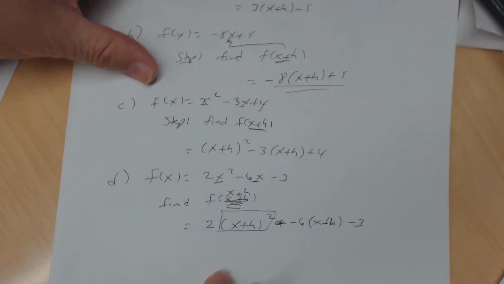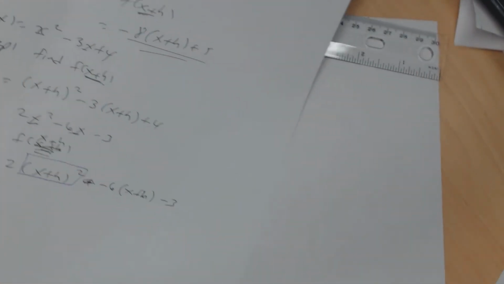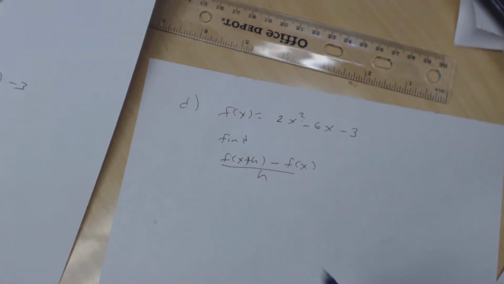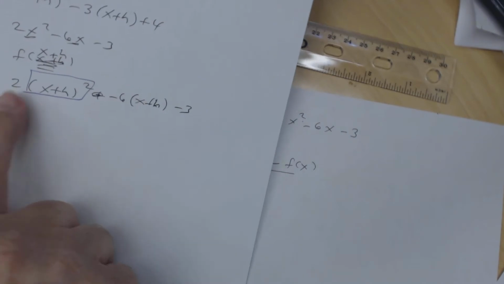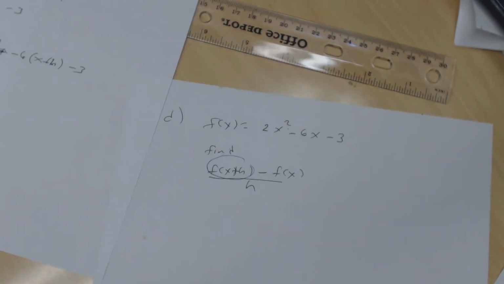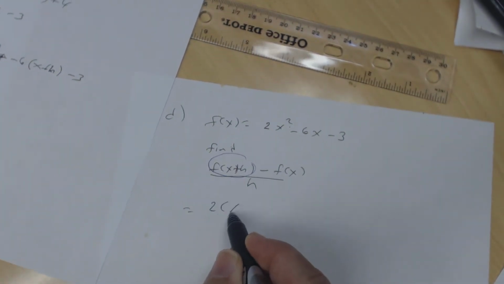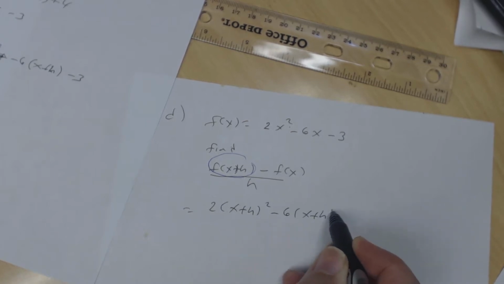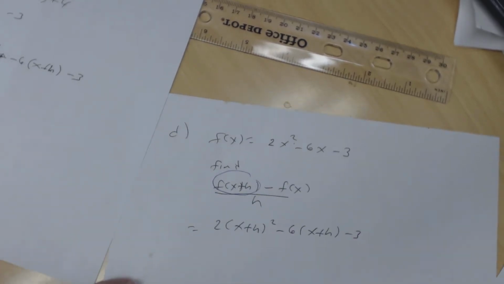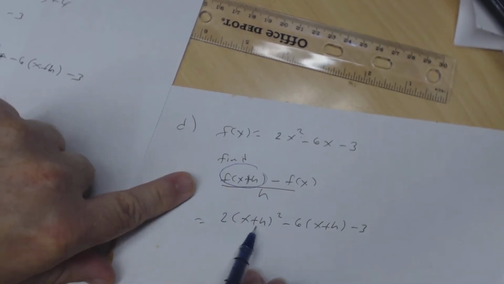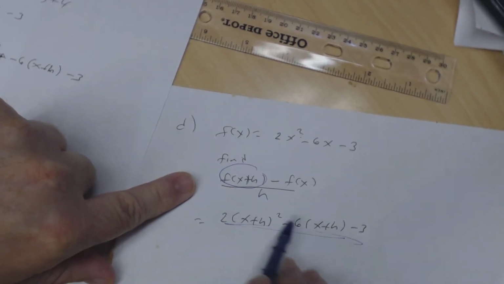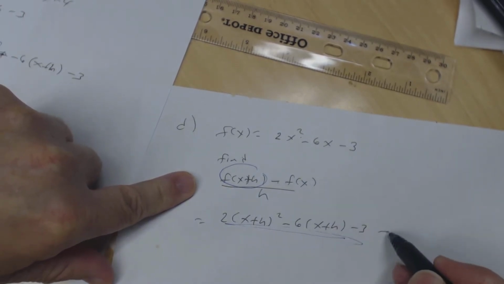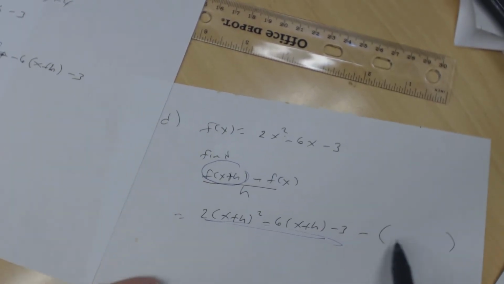Okay, but let's think about this part here. So this right here is going to be this whole thing. All right, so that's f of x plus h. So I get 2 times x plus h squared minus 6 times x plus h minus 3. So make sure you understand that this is all of this. Okay, that is this. But then I have to subtract f of x.